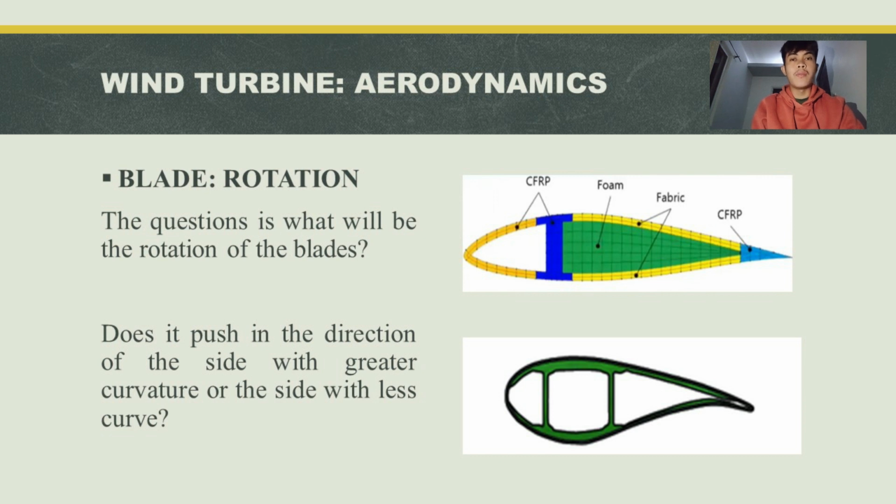Thus it pushes in the direction of the side with the greater curvature, or the side of the less curved. Just like an airplane wing, wind turbine blades work by generating lift due to their curved shape. The side that is most curved generates low air pressure, while high pressure air beneath pushes on the other side of the table-shaped airfoil.